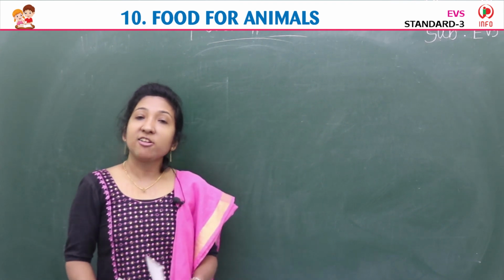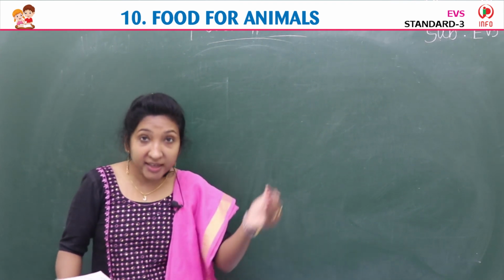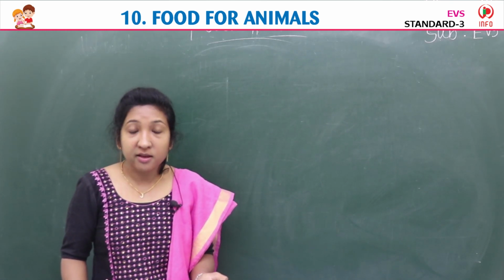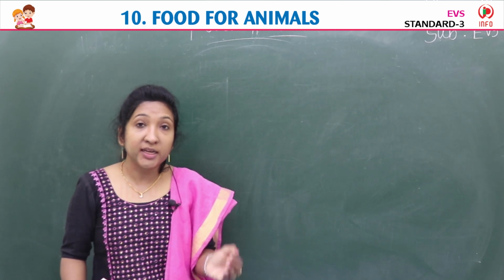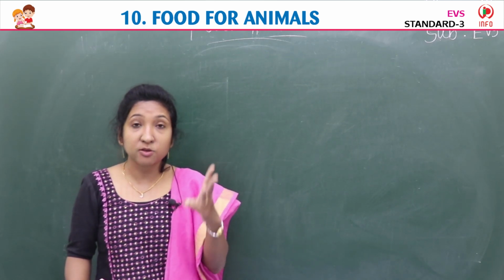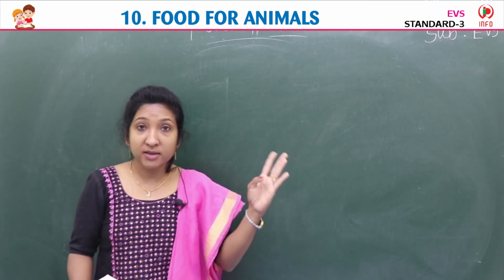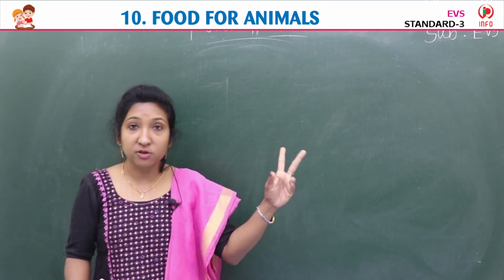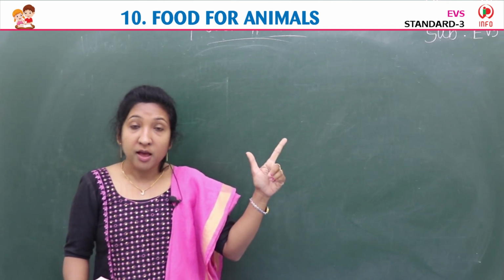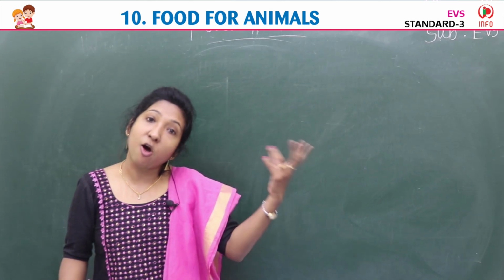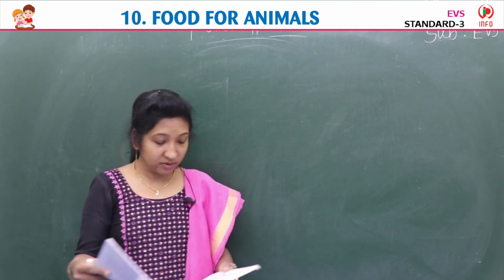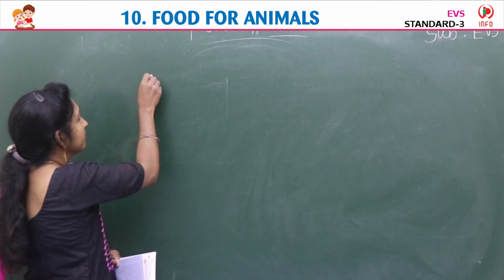So far we learned, children, we are learning about food for animals. So as I said, the different food eating habits of animals can be divided into 3 categories or 3 groups. They are herbivorous or plant eating animals, carnivores or flesh eating animals, then omnivores, or omnivores means they eat all, isn't it?